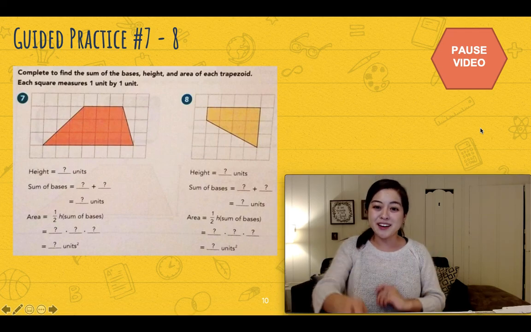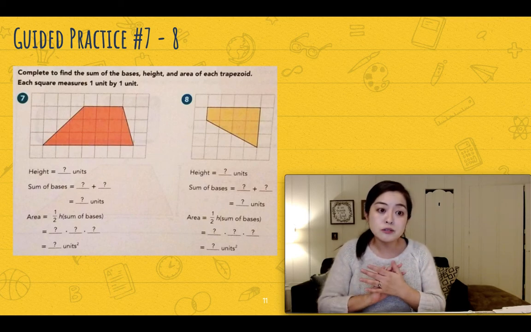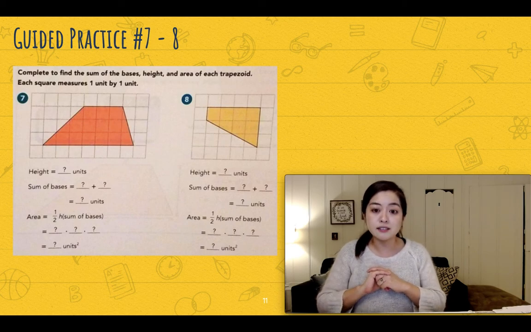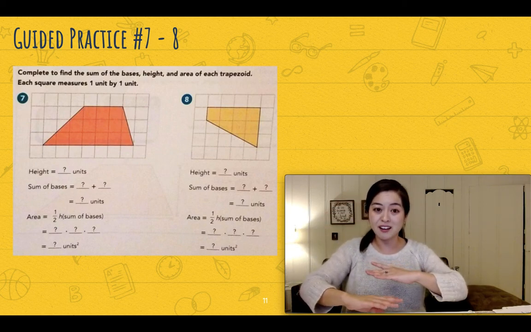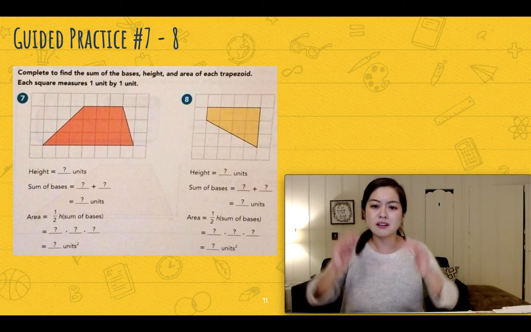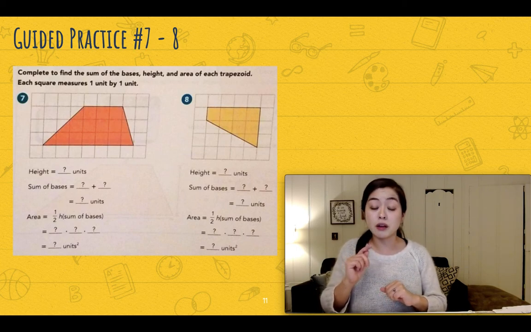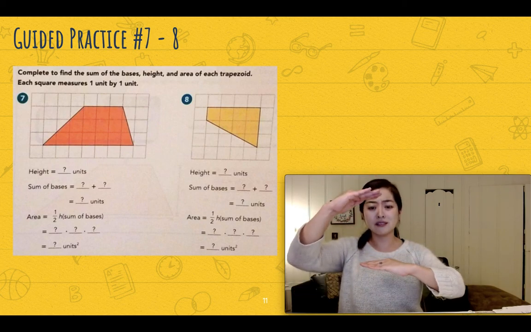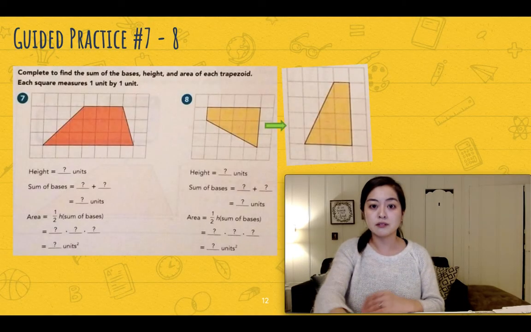All right, welcome back. So we're going to do 7 and 8 together. Now look at trapezoid 7. I see that my bases are parallel to the ground, right? But look at number 8. My bases are not parallel to the ground. So what I'm going to do with number 8 is I'm going to turn around my trapezoid so my bases are parallel to the ground, like so.